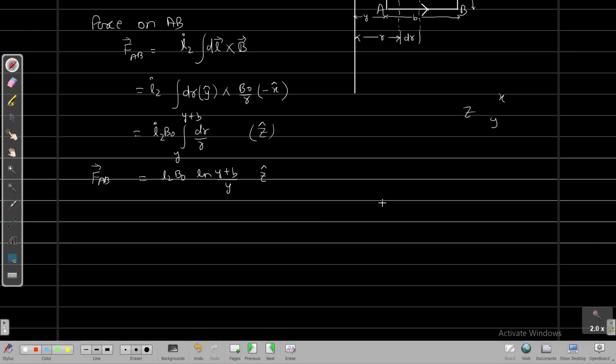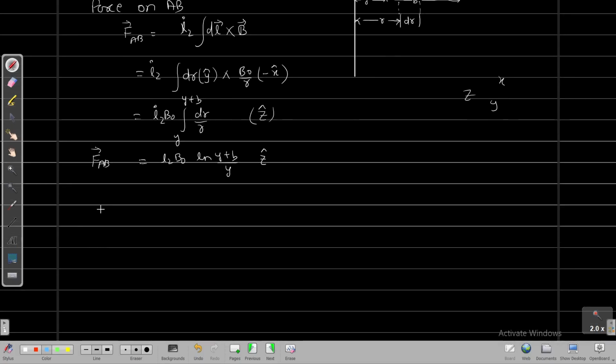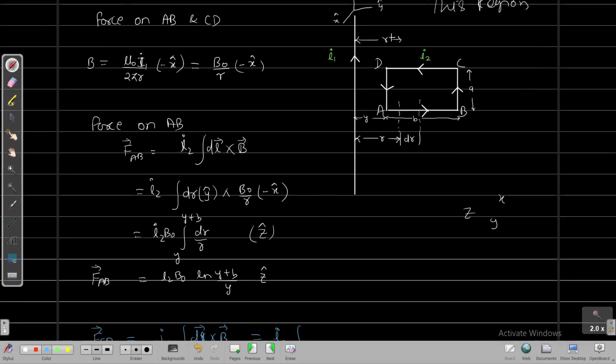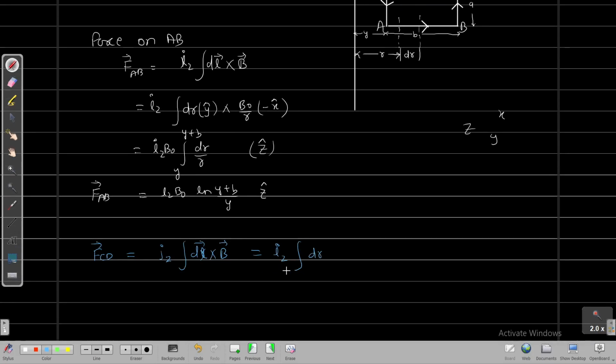Now let me take another ink. Now I am finding FCD. If I am finding the FCD vector, then again I2 integration of dl vector cross B vector, and what is the dl here? I2 dl, because dl again I have to choose from here R, and I am choosing an infinitesimal element dr of the CD wire. So dr is the magnitude. What is the direction? The current is minus y cap, cross B naught over R minus x cap. Fine, so it will be I2, and B naught will be outside because it is a constant, dr over r, and y cross x will be minus z, and minus minus will be plus, so it will be minus z cap.